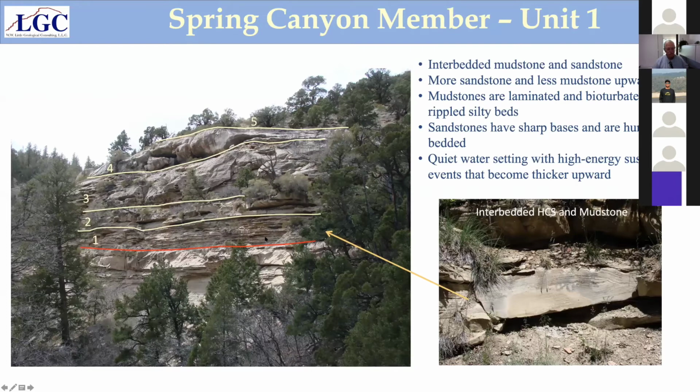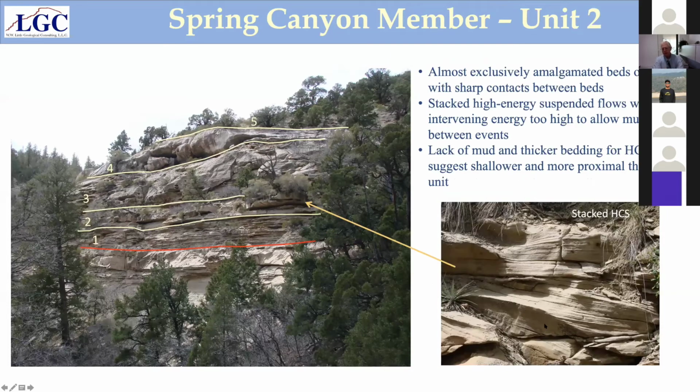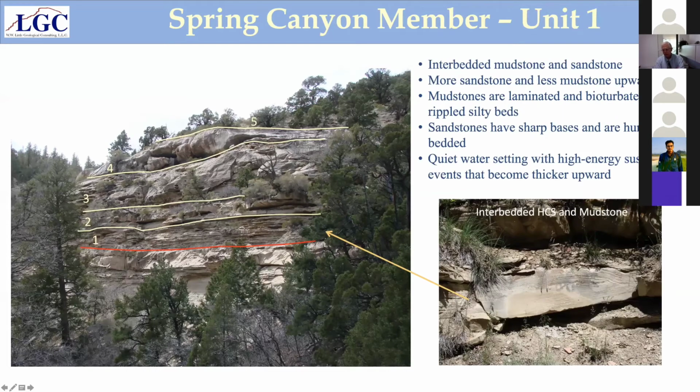So we'll talk about the basal unit here first. Okay, so as I mentioned, it's interbedded sandstone and mudstone, but I want you to notice that the sandstone in this one is very different. Whereas in the Panther tongue, the sandstone consisted of a Bouma succession, notice that in this case, the dominant sedimentary structure is hummocky bedding. So hopefully you can see the curve that's associated with this deposit.